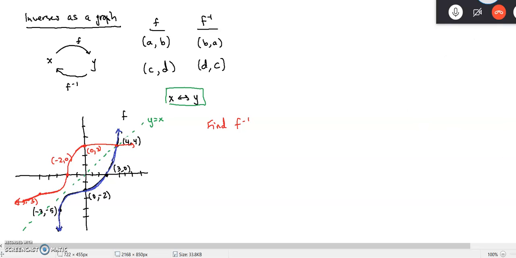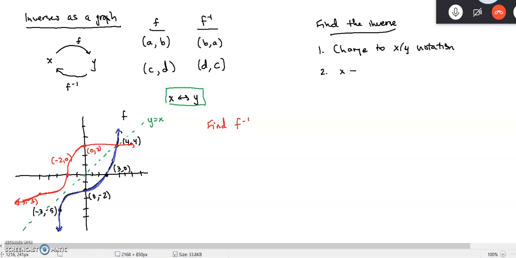Okay, so we've looked at verifying inverses, we looked at inverses as a graph, and now let's look at how to actually find the inverse. And we use this idea that you switch the x's and y's. So you should remember from the video there's 3 steps. 1 is to change to xy notation. So we want to get out of function notation, change to xy notation. 2, we're literally going to switch the x's and y's. And then 3, we're going to solve for the new y.